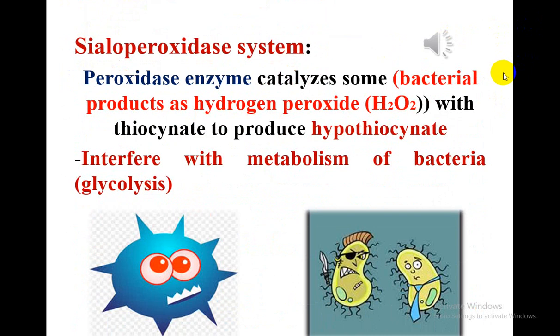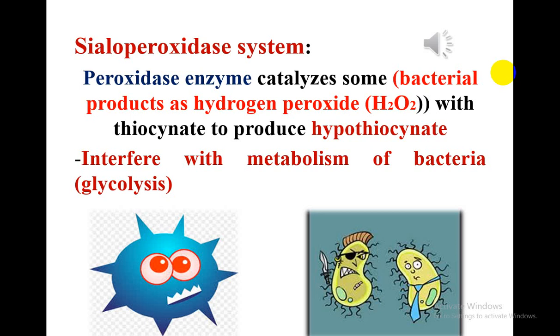The second non-specific immune factor is the sialoperoxidase system. In this system, we have the peroxidase enzyme. This enzyme can catalyze some bacterial products, known as hydrogen peroxide, with thiocyanate. The end result of this reaction is the formation of hypothiocyanate. The hypothiocyanate is toxic to bacteria.